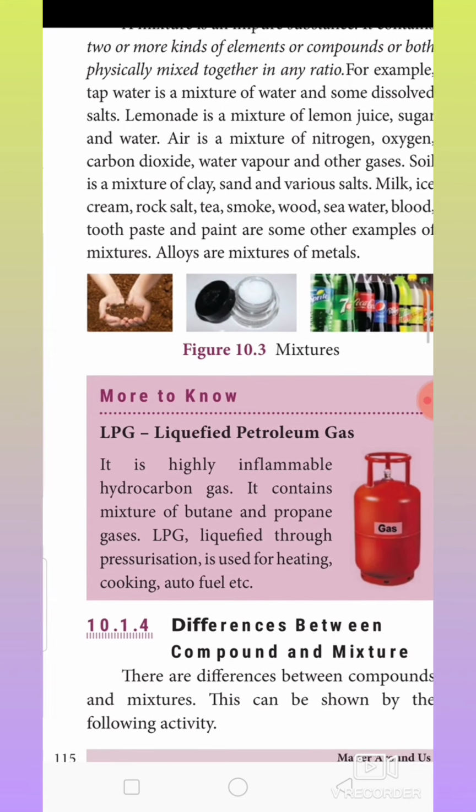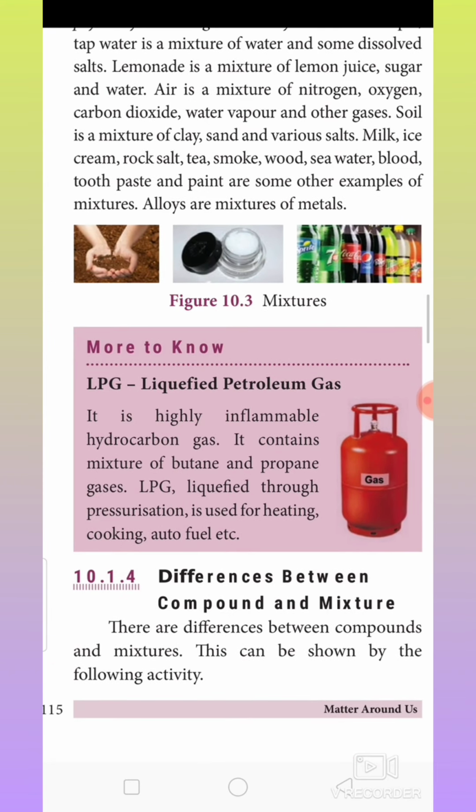Here another important mixture used in our daily life has been shown, that is LPG. LPG is nothing but liquid petroleum gas. It is a highly inflammable hydrocarbon gas. It contains a mixture of butane and propane gases. So LPG is liquefied through pressurization and it is used for heating, cooking, auto fuel, etc.